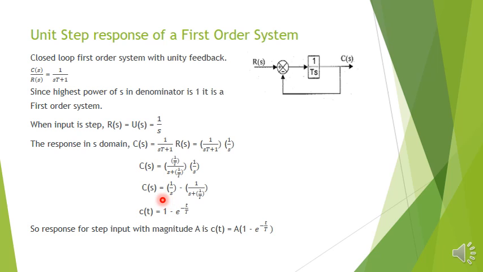Suppose it is a response for a step input with a magnitude A, then C of T becomes A into 1 minus e to the power minus t by tau. In a similar way, we can find the response for an impulse signal by substituting U of S equal to 1, or the ramp response by substituting U of S equal to 1 by S square instead of 1 by S. If it is parabolic, we can substitute 1 by S cube, and we can continue in a similar fashion.